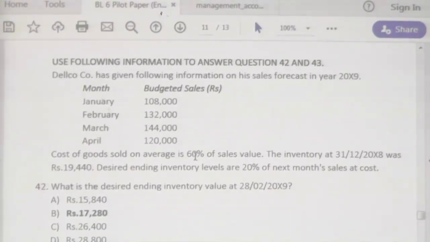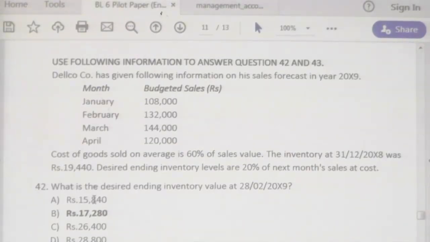Desired ending inventory would be 20% of the next month's sales. If somebody asks what would be the inventory of January end, that will be the 20% requirement of February. February end inventory is the 20% requirement of March sales. March end inventory would be the 20% requirement of April sales. But keep in mind, this shows your sales at sales price, right? Inventory has to be taken at cost. If you calculate using sales, the inventory needs to be converted into cost.